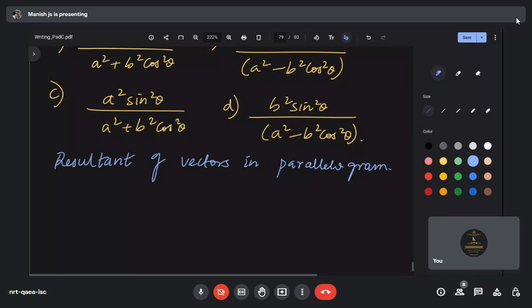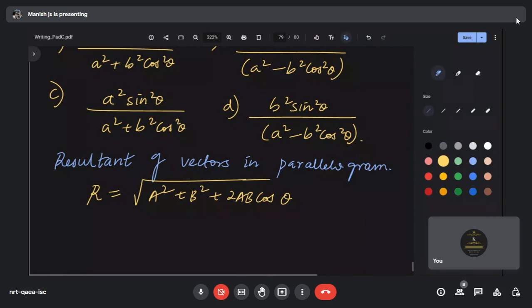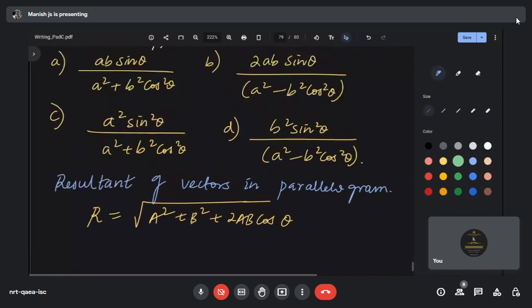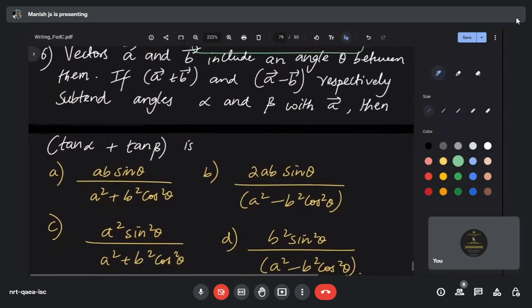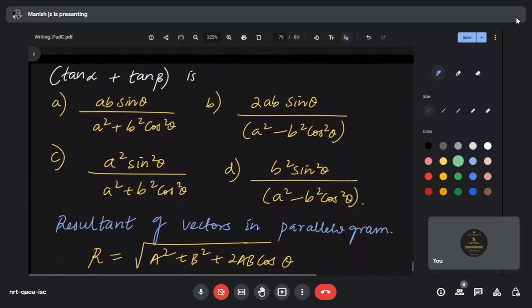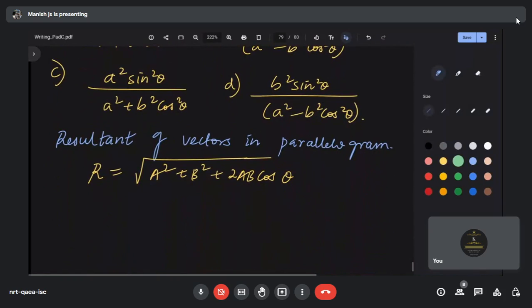Resultant வந்து நமக்கு, you know the resultant R is under root of A square plus B square plus 2AB cos theta. Yeah, that is the relationship. But இங்க வந்து நமக்கு resultant அவங்க கேட்கவே இல்லை. They are asking in terms of alpha, tan alpha. Tan னா அது வந்து direction தான் கேட்கறாங்க.